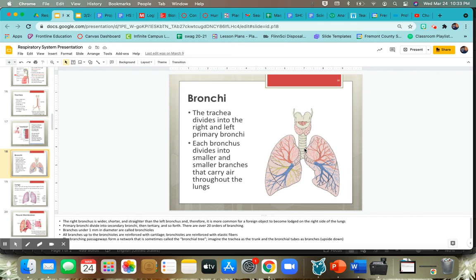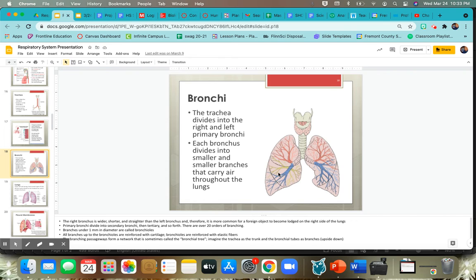So it's more common for foreign objects to become lodged on the right side of the lungs than on the left, just because the right tube is a little bit bigger. The primary bronchi then divide again. You can see within the lungs that they divide into secondary bronchi, and then divide again into tertiary bronchi, until they start looking like branches on a tree.